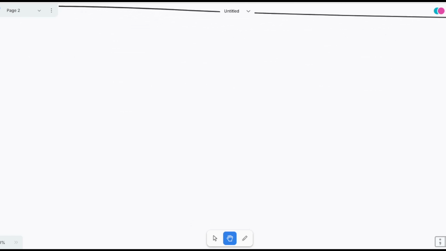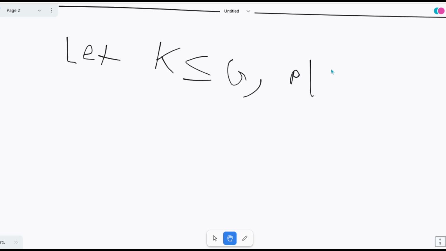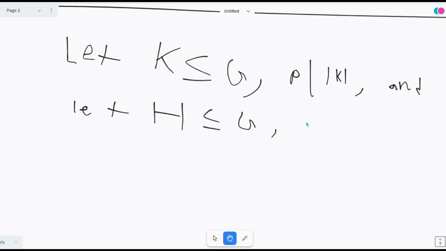Which is, let me find the statement. So, again, let K be a subgroup of G, with P dividing the order of K. And let H be a Sylow subgroup of G. So the order of H is P to the E.